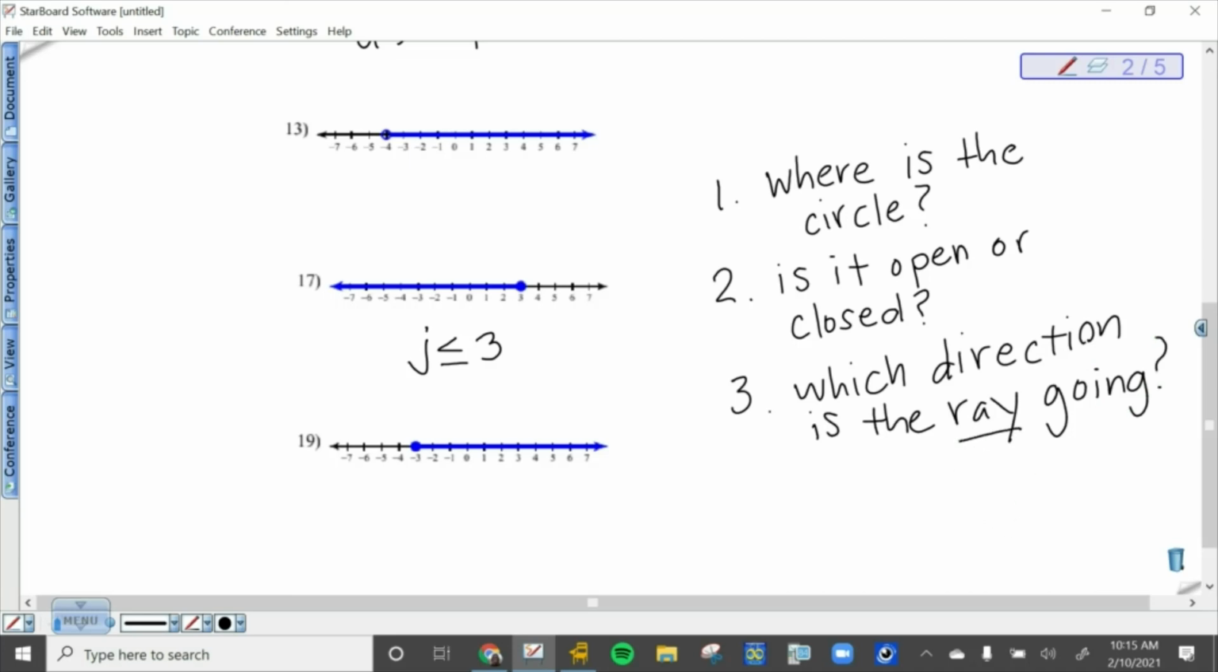Remember what we were talking about with ray? The ray is that line that has an endpoint, right?